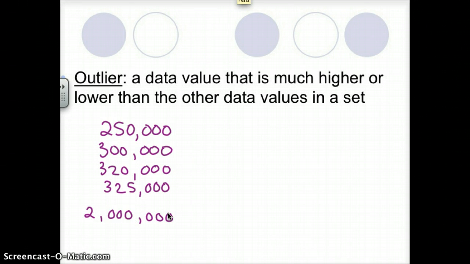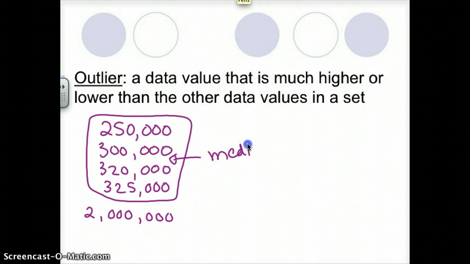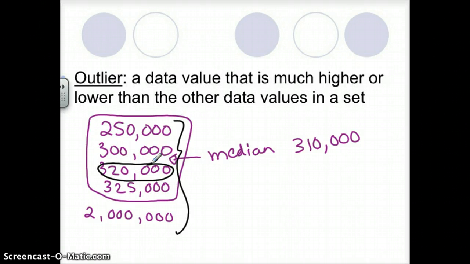What's important to know about the outlier is that it's not near the other data points. If we had this original data set, the median would be halfway between 300 and 320, which would be 310,000. Now that we have this outlier in here, there are 5 terms, so the new middle is 320,000. So you're going to notice the median did not change a lot because of the outlier.